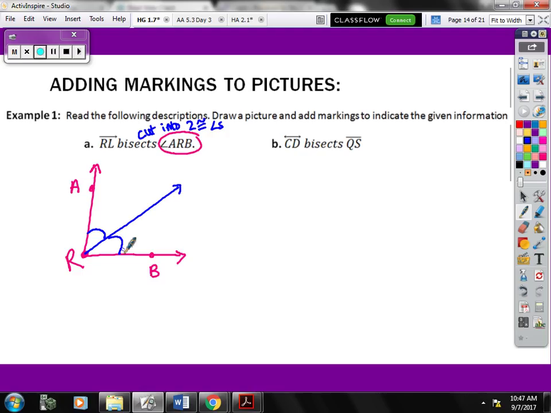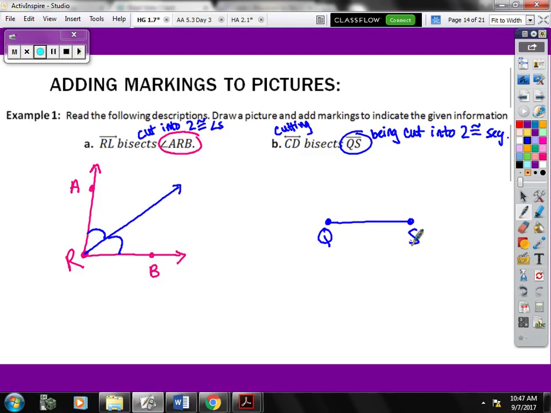Okay. The next one says line CD bisects segment QS. So again, this is what's doing the cutting. This is what's being cut. Okay, and this time it's being cut into two congruent segments, not two congruent angles. So you would want to start by drawing segment QS. It doesn't matter how you draw it, just as long as it has two endpoints. One is labeled Q and one is labeled S.